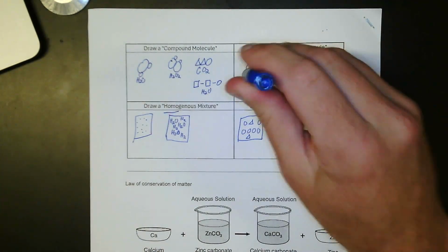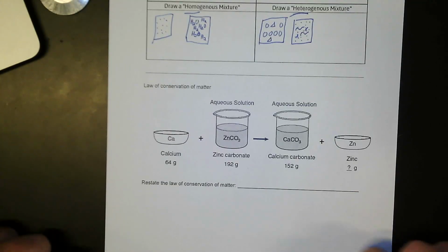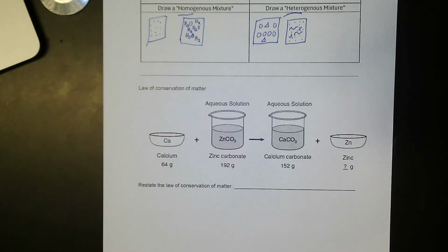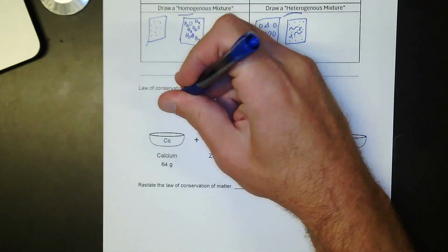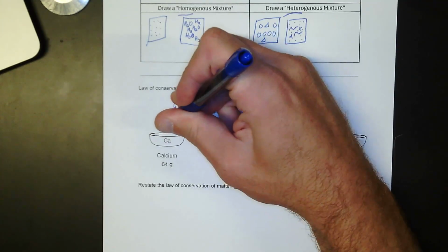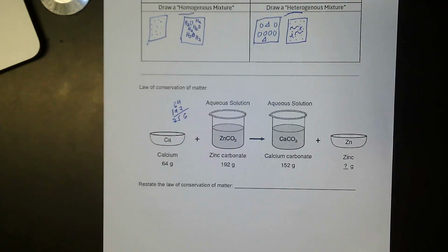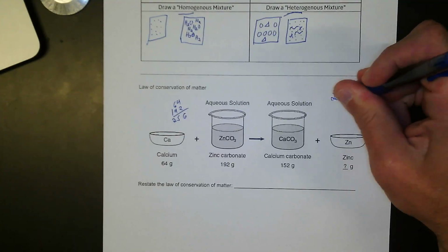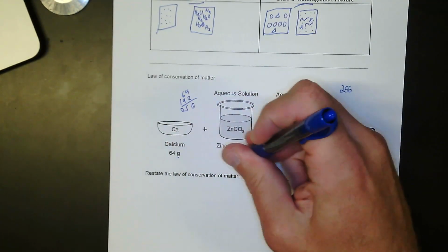Elemental molecule, same element more than once. Don't do that one. Law of conservation of matter. I have calcium, 64 grams. I have zinc carbonate, 192 grams, so 64 plus 192 is 256. Now I have made a reaction. Calcium reacts with zinc carbonate and produces or yields calcium carbonate. And I had 256 grams total going in.